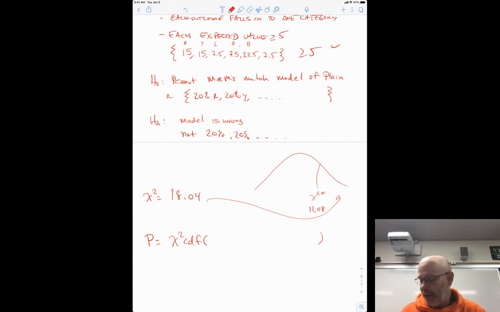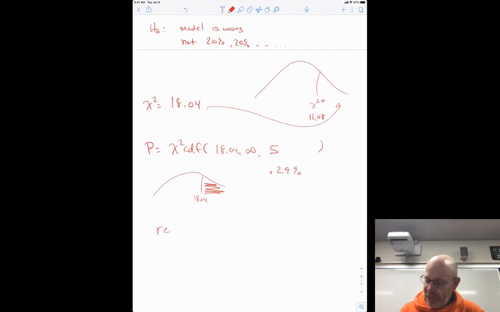It needs the lower bound, which is our cutoff, 18.04. So remember, we're kind of just trying to find this area right here, right? So my lower bound is 18.04. My upper bound is just infinity. And then it also needs the degrees of freedom. So the degrees of freedom is 5. So we get a p-value of 0.29%. Sorry, I should write this in here. 18.04 to infinity with 5 degrees of freedom. It's 0.29%. Very small, right? We're going to reject the null hypothesis.